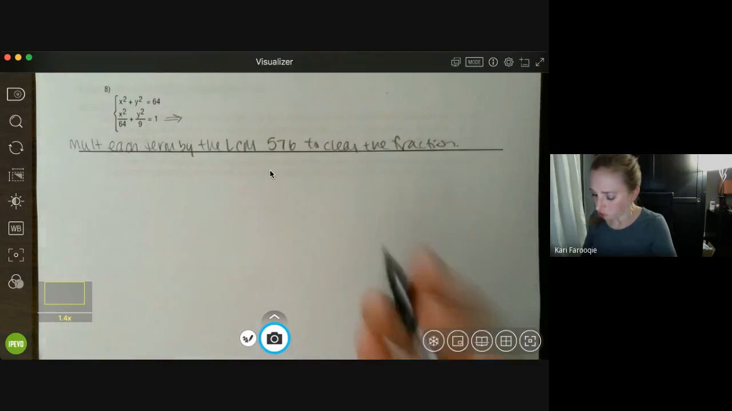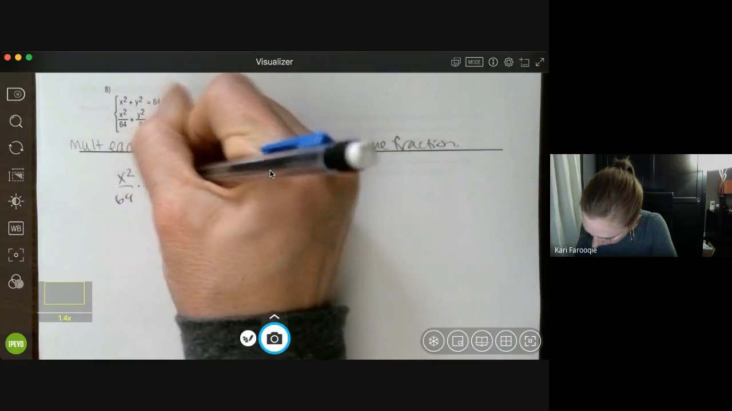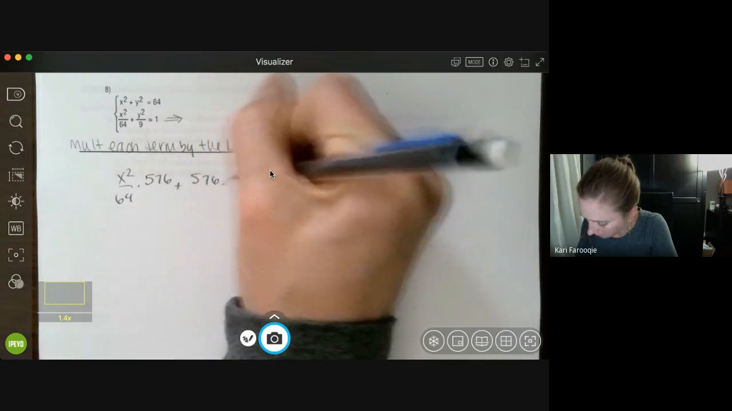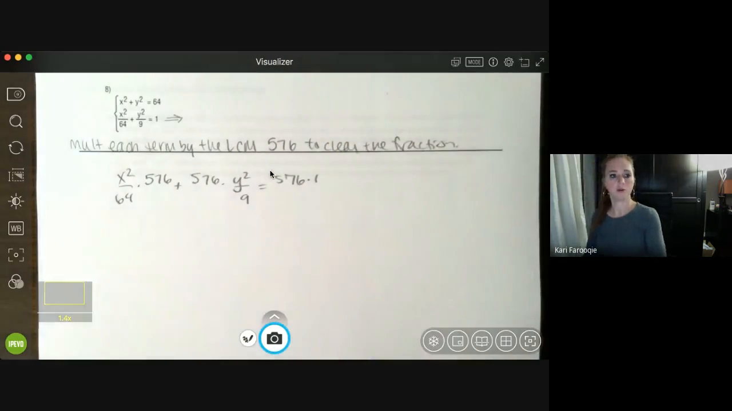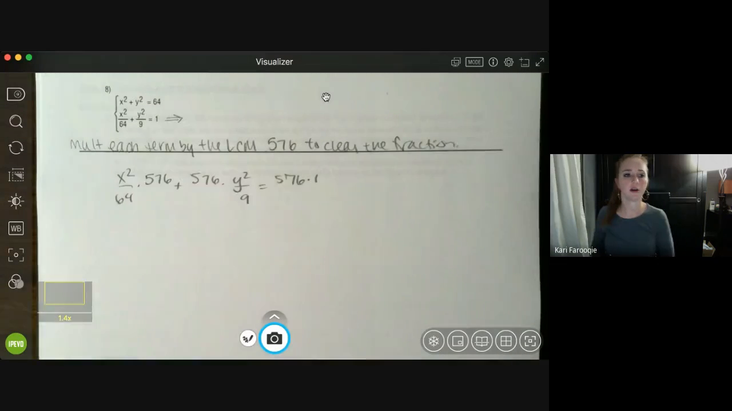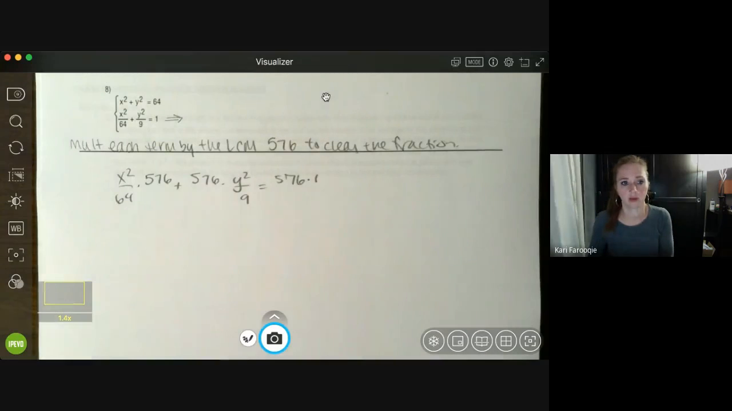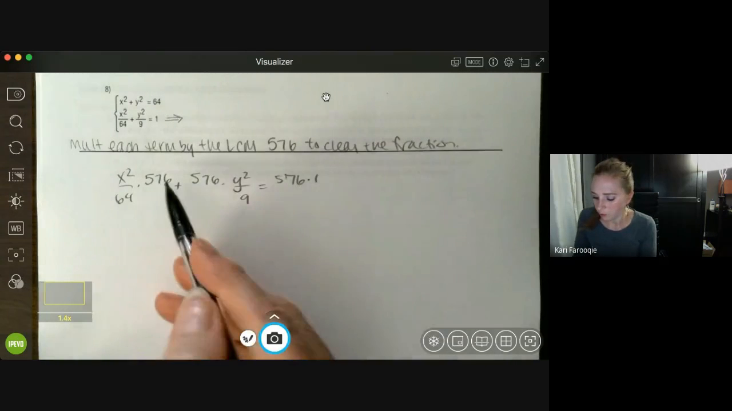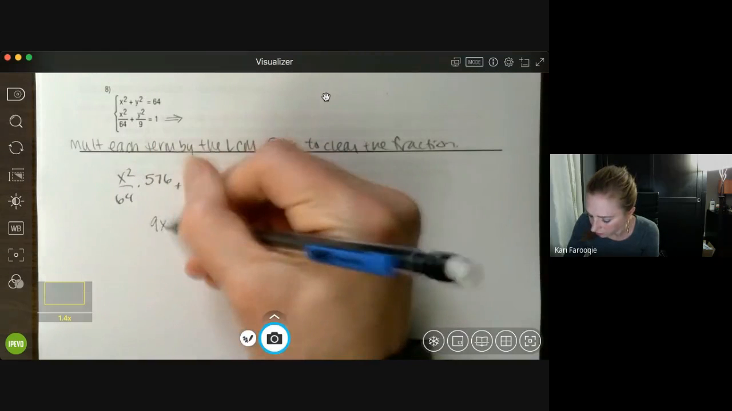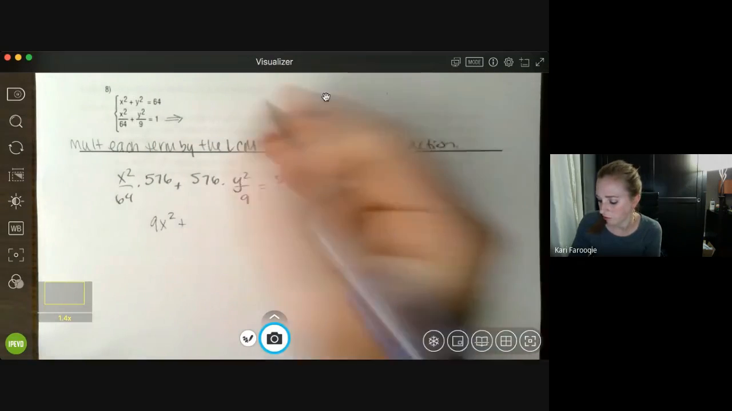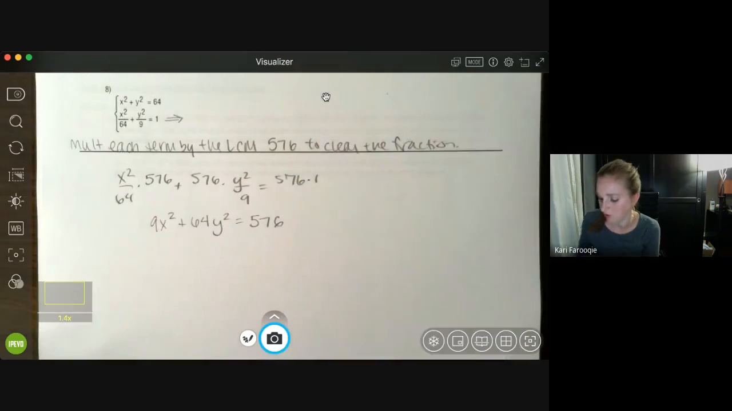So let's multiply each term by 576. Which looks kind of like this. And you're going to have to do this a couple of times on your homework, so get used to it. 576 divided by 64 is 9. So you get 9x squared plus 576 divided by 9 is 64. And then on the right-hand side, you have 576.